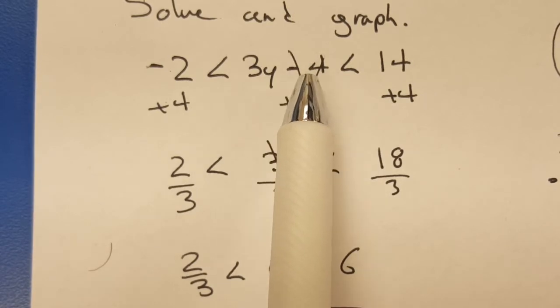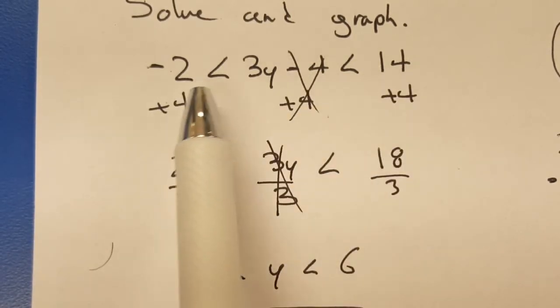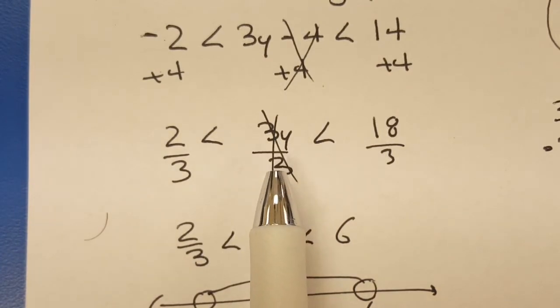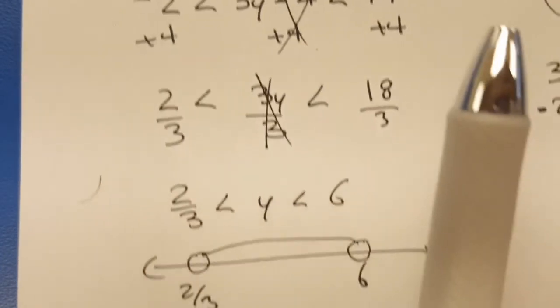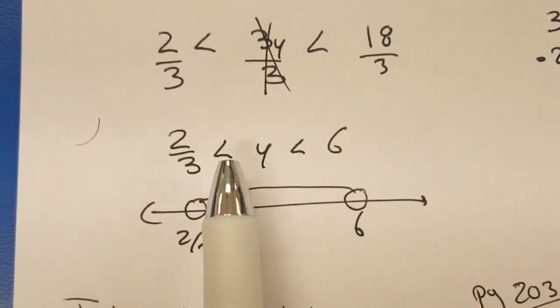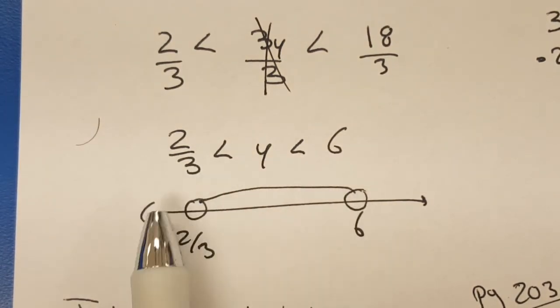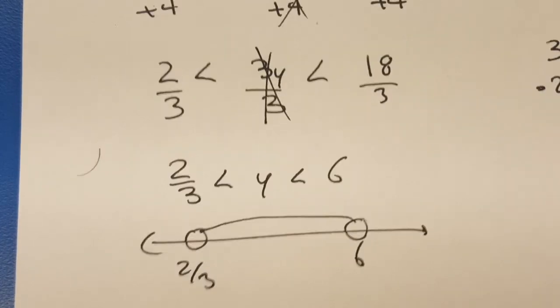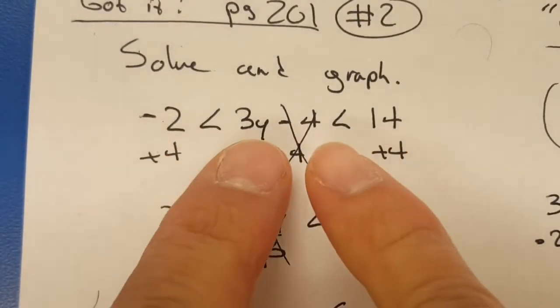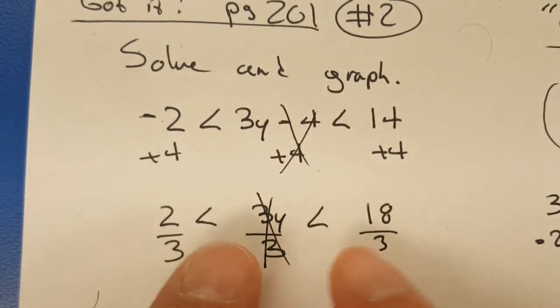So how do you get rid of a -4? +4, +4, +4. Okay, rewrite everything. How do you get rid of a ×3? Divide by 3. So divide by 3, divide by 3. Boom. There you go. Solve. Y is all by itself. It's less than 6. It's bigger than 2/3. Open circle, connect the dots. Okay. So again, whatever you do to the middle, you have to do to the outside.